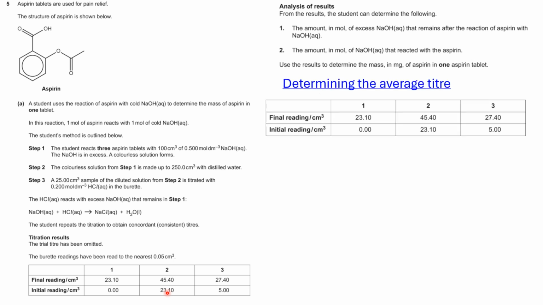So the first thing to do is to determine the average titer. So calculating the titers, you can see quite clearly the two concordant ones are 22.30 and 22.40. So the average titer between those two is 22.35 centimeters cubed.